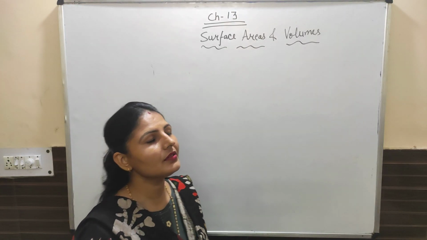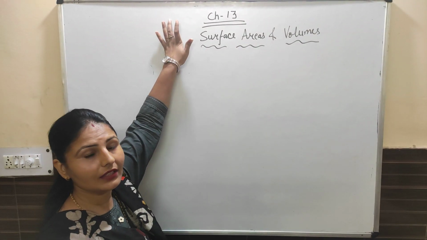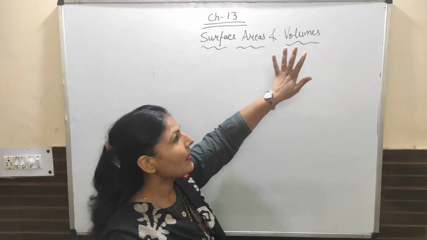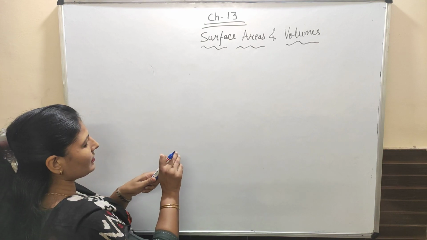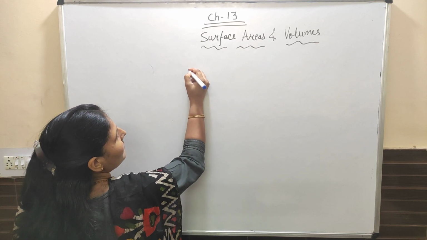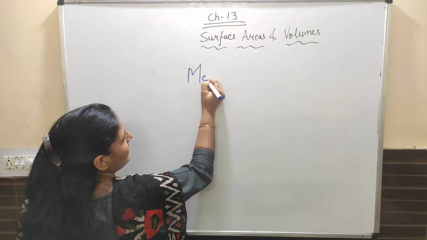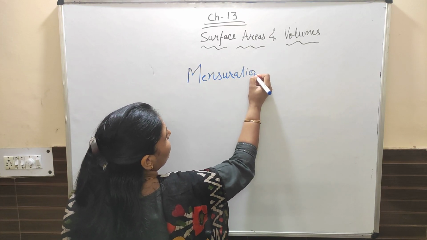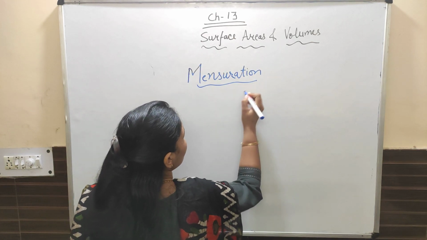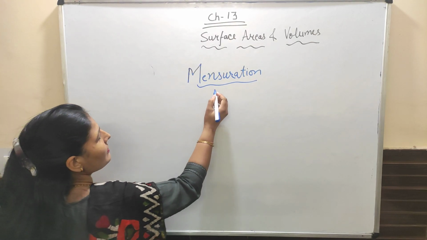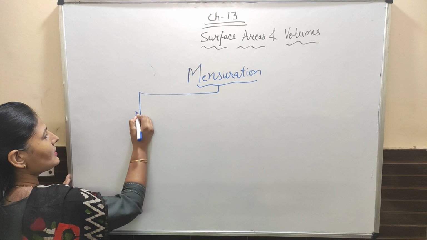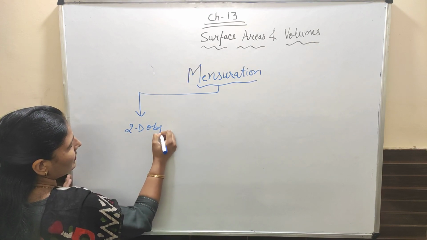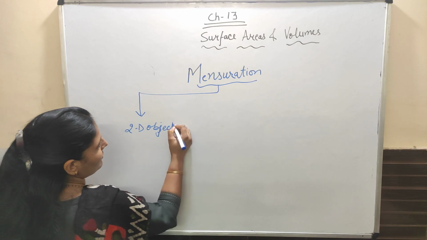Hello students, today we will start chapter 13, that is surface areas and volumes. Have you heard about the name mensuration in mathematics? I hope you have. In mensuration, there are two types, or you can say two branches: 2D objects and 3D objects.